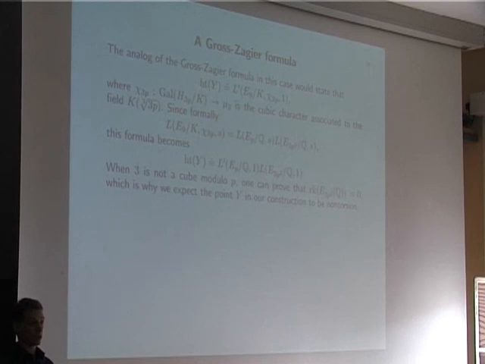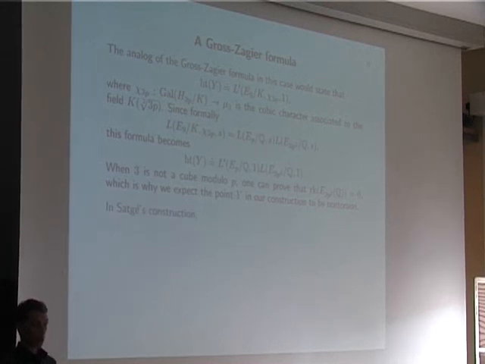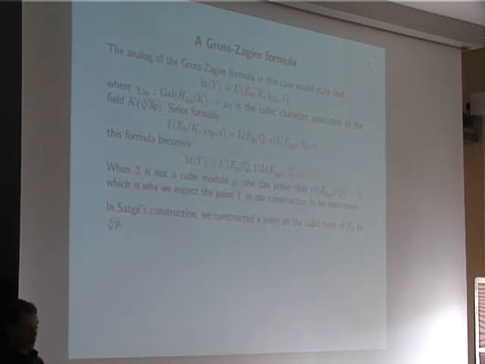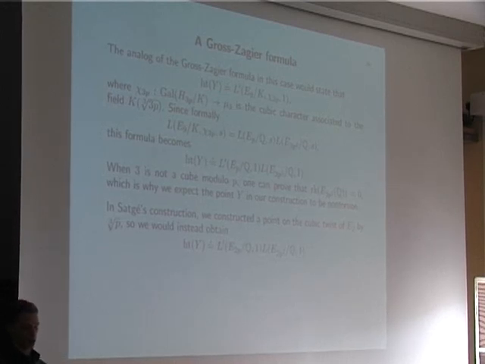Okay? So that's why we expect this point y to be non-torsion in the construction that we give. If you want to remember how Sauget's construction worked, here we considered a point on the cubic twist of E2 by the cube root of p. So here we have another height of y as the product of two L values.